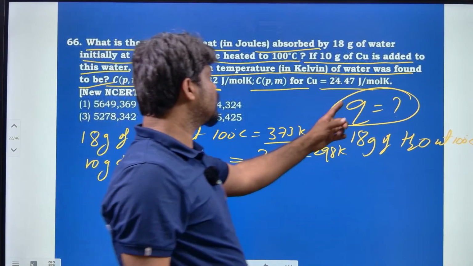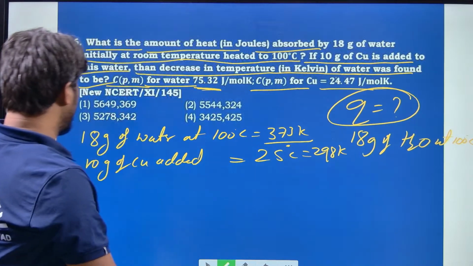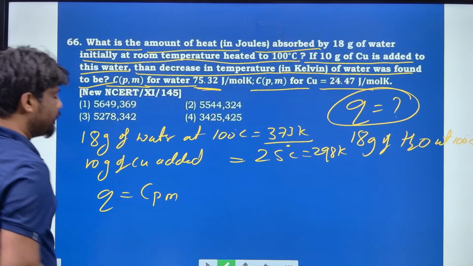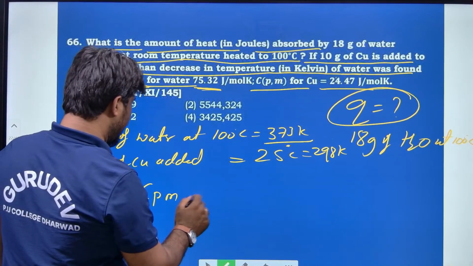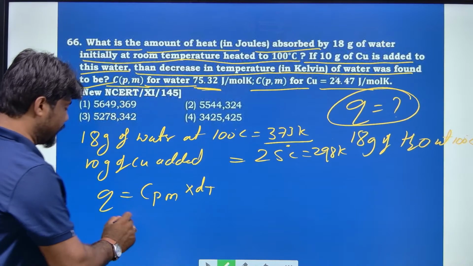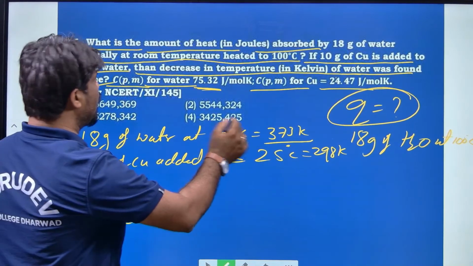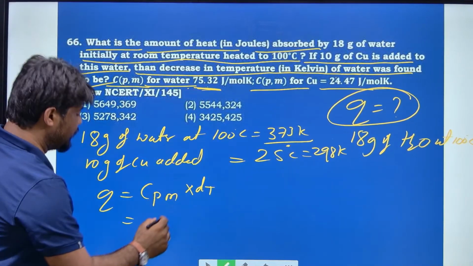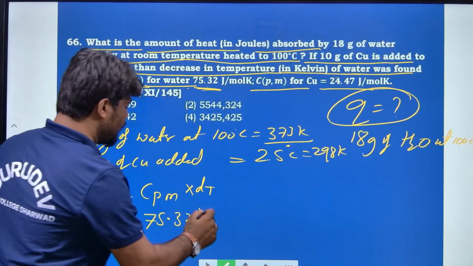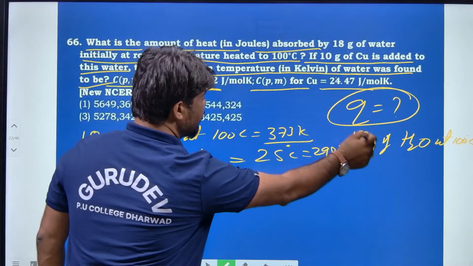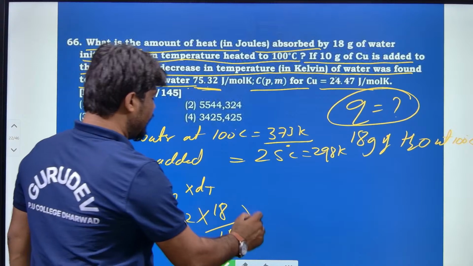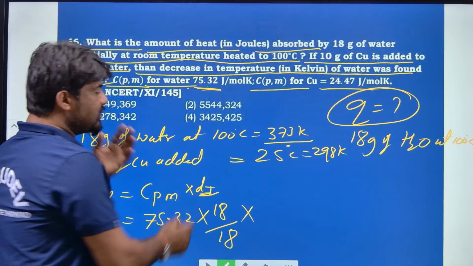Then they asked to calculate Q. Q is equal to Cp into n, along with the delta T, the change in temperature. Cp, they have given as 75.32, into mass, that is 18 gram, divided by molecular mass 18, into dT. dT means change in temperature.